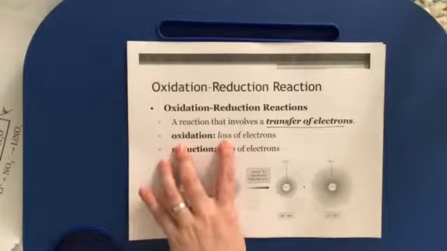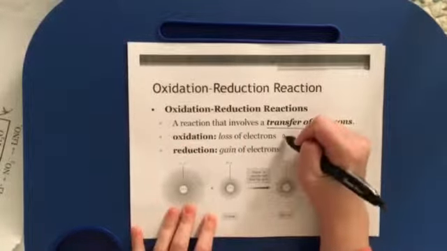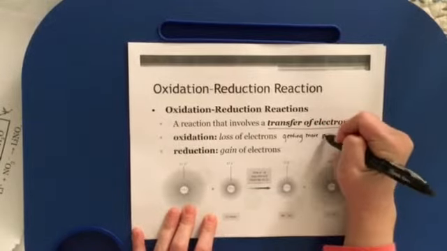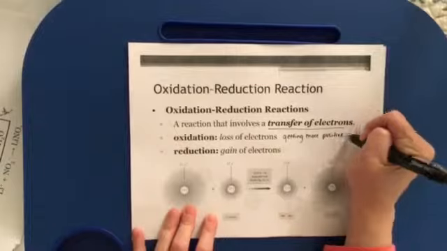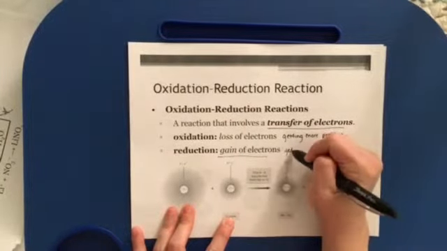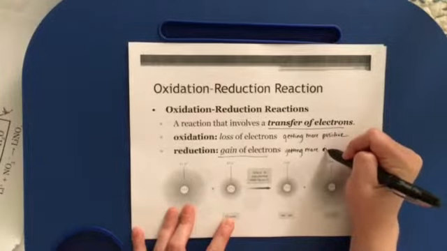Oxidation is the loss of electrons. Loss of electrons means something's getting more positive. So either getting positive or getting more positive. Gain of electrons means getting more negative because you're gaining electrons.